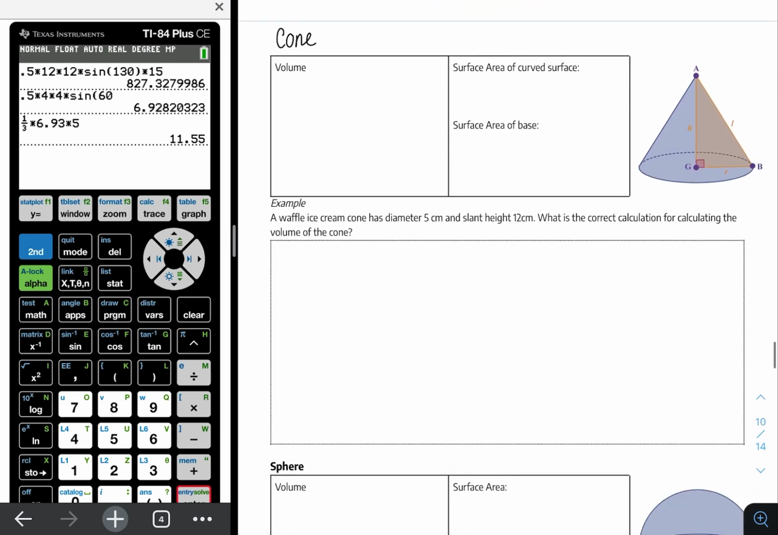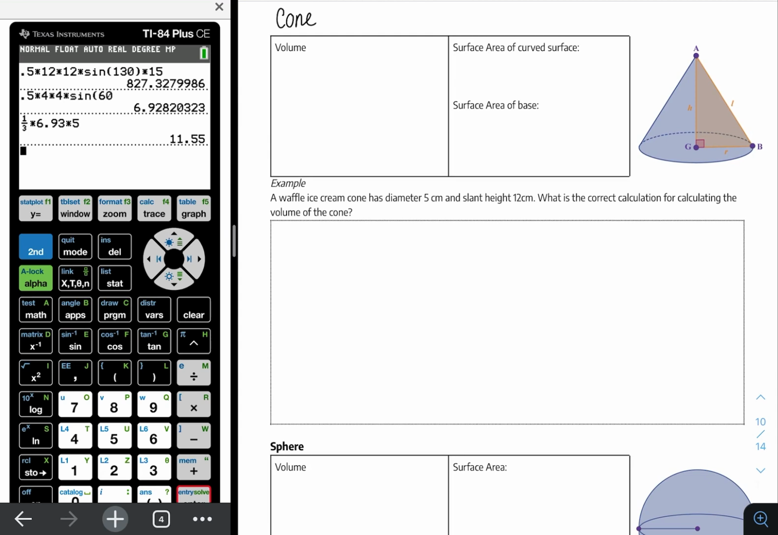The next shape we're going to look at together is a cone. And in the IB, again, similar to our pyramid, we're going to have a right cone, meaning that the apex is directly above the center of our circle, creating a 90-degree angle with the radius.